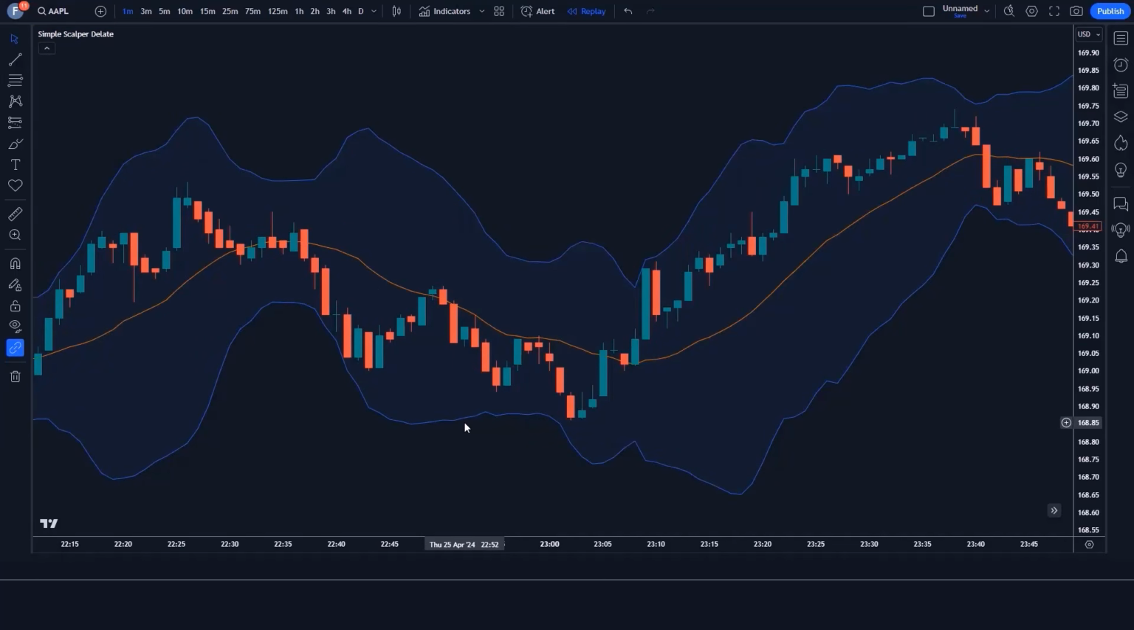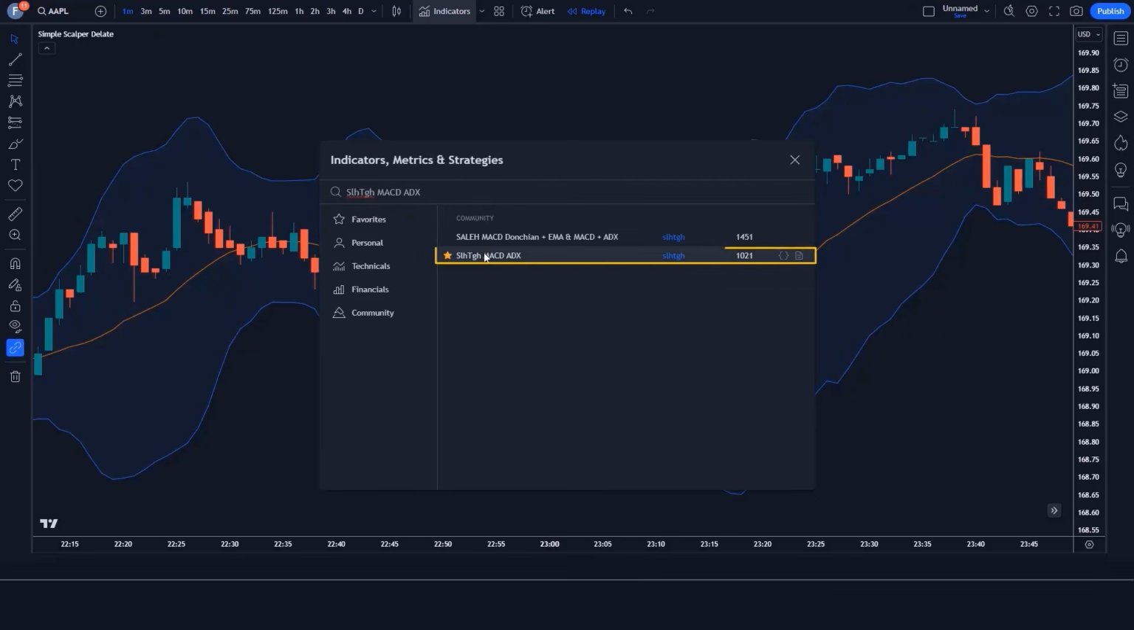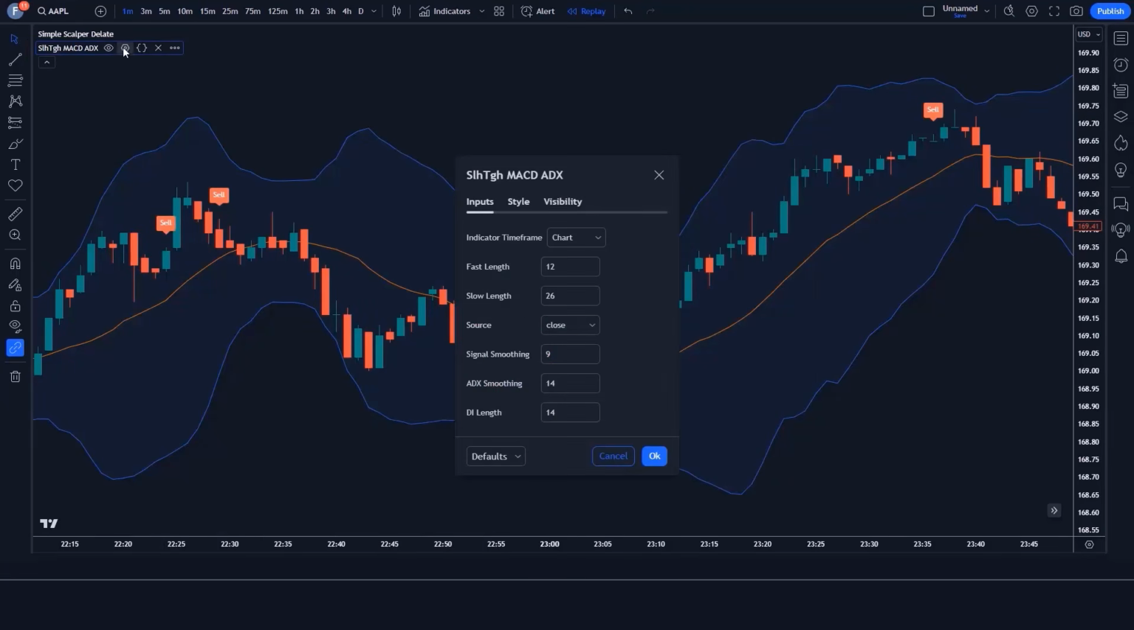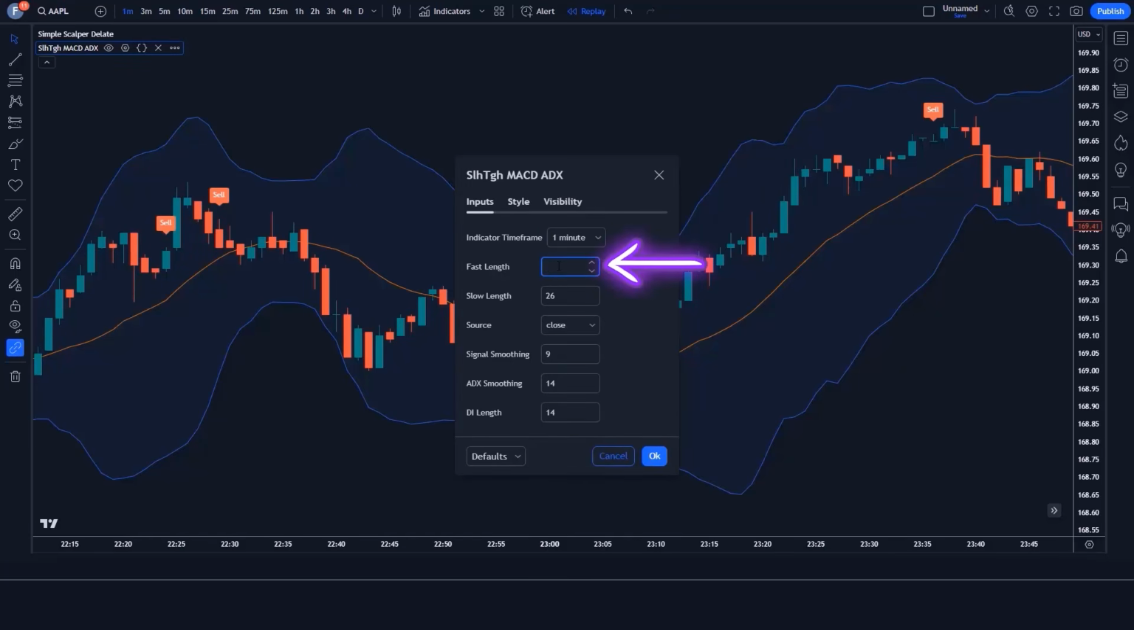After that we have to apply another indicator on the chart. We will search the MACD ADX indicator in the search box of TradingView. After that we have the MACD ADX indicator option, in which we have to change some settings. We have to change this time frame option from chart to 1. We have to change this fast length option from 12 to 14. We have to change this slow length option from 26 to 21.